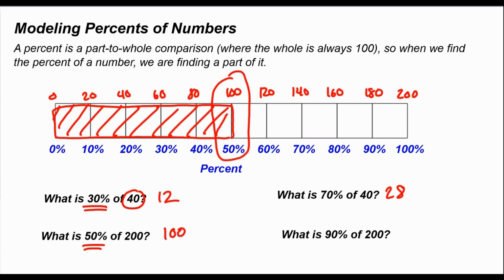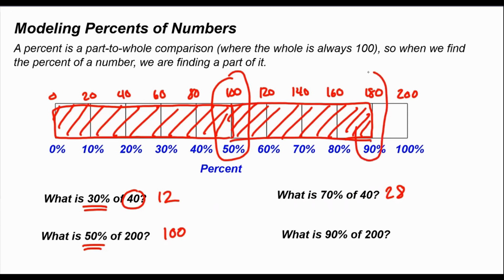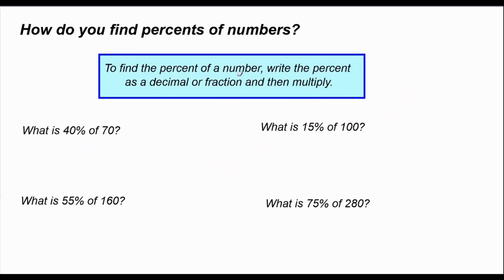And then what would 90% of 200 be? Well, I'd have to fill more of my bar in to get all the way up to 90%. And 90% of 200 would be 180. So we can't always make a percent bar for every problem that we want to solve. So how do you find percents of numbers maybe a little more quickly?